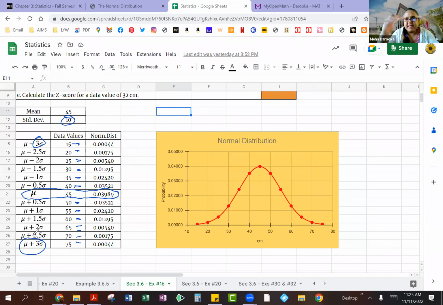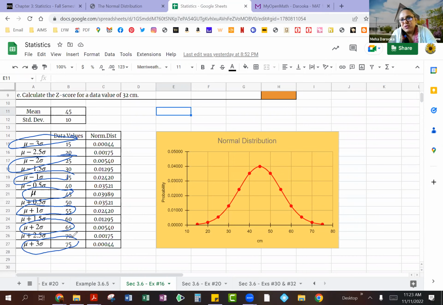The reason I did it in half increments was so that I could get a nice smooth curve. If I only kept 3 standard deviations, 2, 1, and then of course the mean, and the same thing on the plus side, I was not getting a good, smooth, bell-shaped curve. You need extra points to get a nice smooth curve, and that's the only reason I added those half points in the middle, to get a better shape.